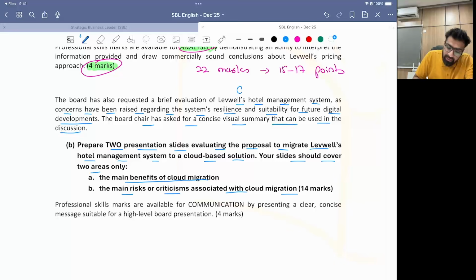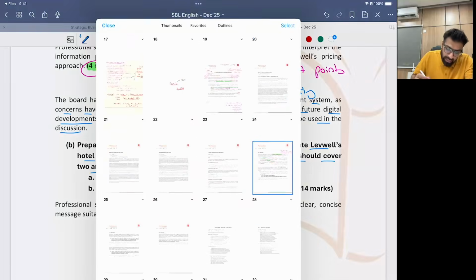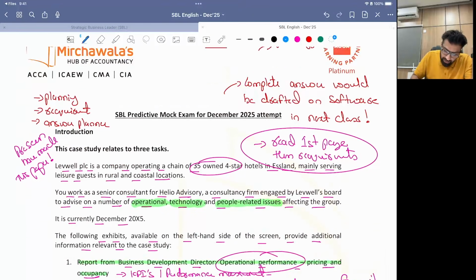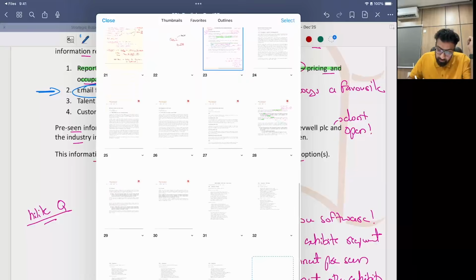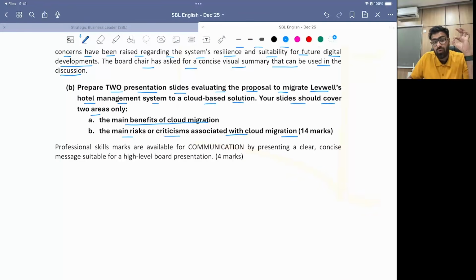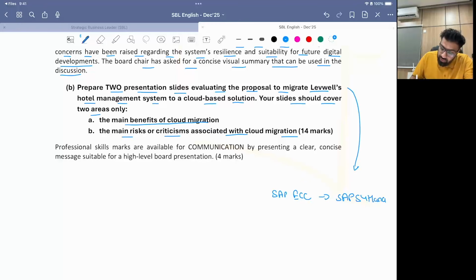So the topic tested here is cloud computing, and the helping exhibit would be this email from the IT manager on HM system limitation and cyber risk. Migration would be really difficult if you have not followed the SOPs. Guys, in my previous company, I saw the conversion from SAP ECC to SAP S4HANA. These are the SAP versions, right? S4HANA and ECC, and I participated in this migration. So I exactly knew how it ran.